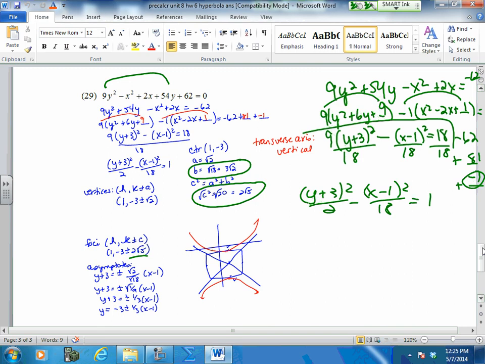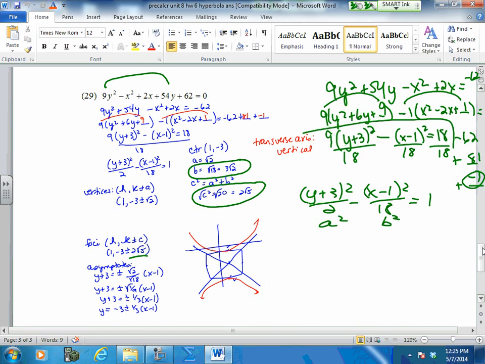Which one is your major axis, your transversal? Y. The y, the one that comes first, the y. So this is your A, this is your B. And in the ellipse, it would be x. In an ellipse, if this was a plus, it would have been your x because that one was larger. Also, in this case, it's just whatever comes first. This one is whatever comes first.